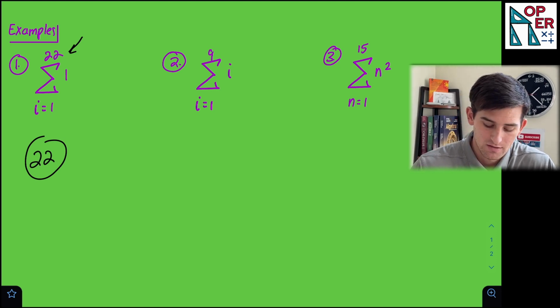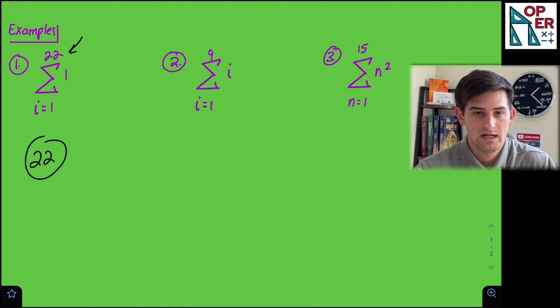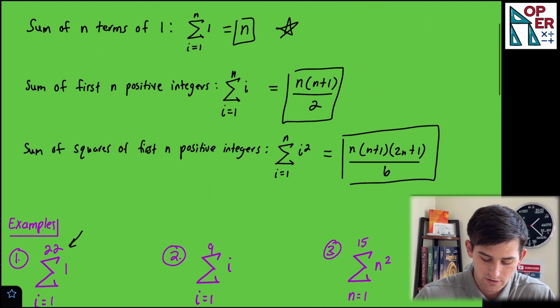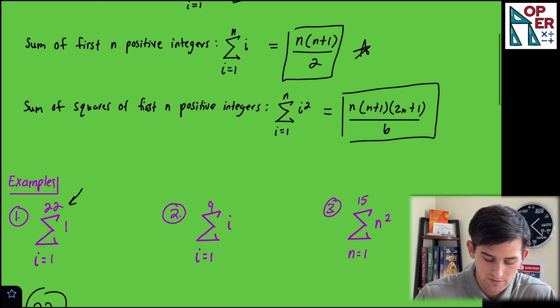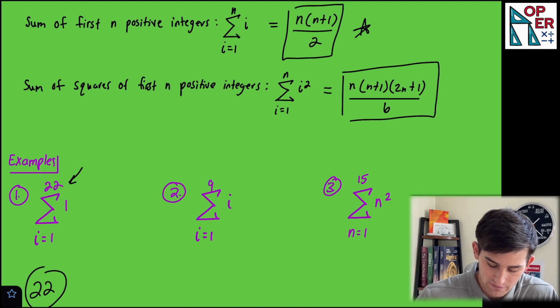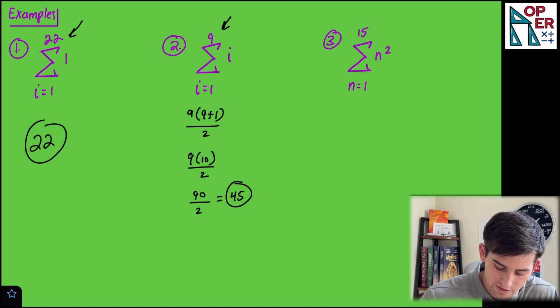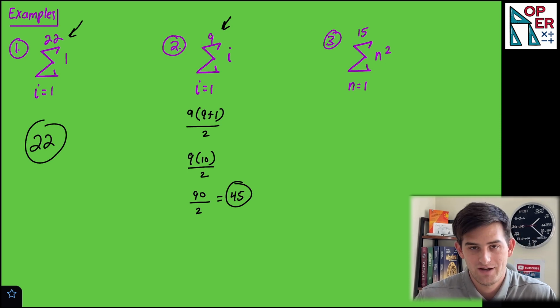All right, number 2, we have an upper limit of 9, a lower limit of 1, and our rule is just i. So now this would be an example of our sum of the first n positive integers. And so we can use the formula that we have right here. n is our upper limit, so we're going to do 9 times 9 plus 1, and we're going to divide that by 2. So now we can come down, we do 9 times 10 divided by 2. That would be 90 over 2, so the sum of our series would be 45.